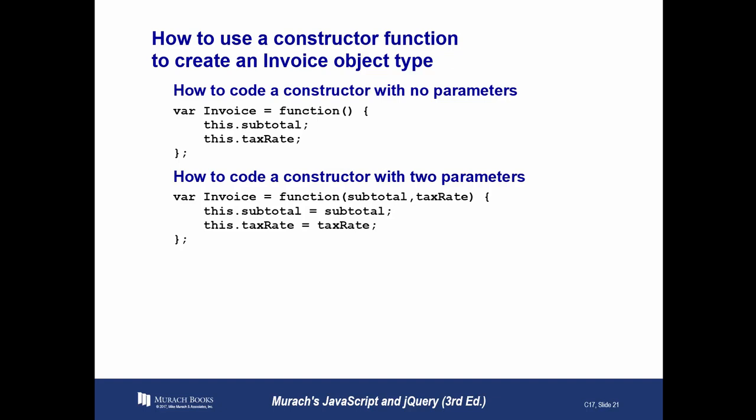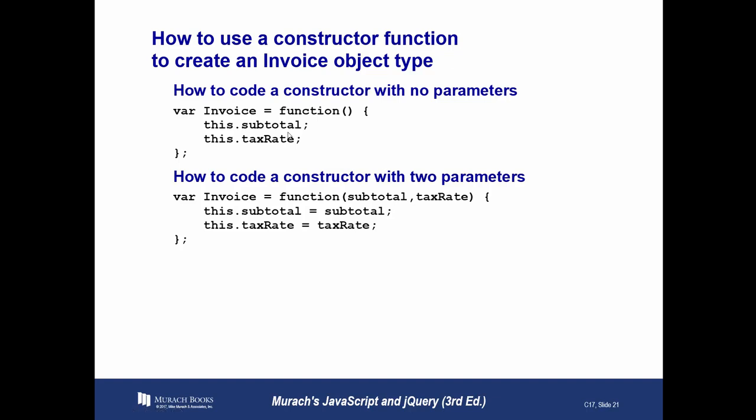So what the examples here are showing is how to code constructors. This is a constructor with no parameters. This is a constructor with 2 parameters. And if you say it looks a lot like what we did before, it is. This first constructor is named Invoice. It has no parameters. It creates 2 properties called subtotal and tax rate. Both of these are undefined because we didn't initialize them.